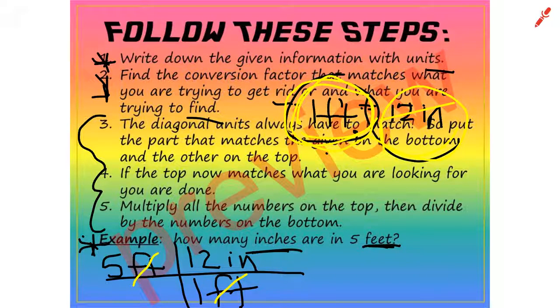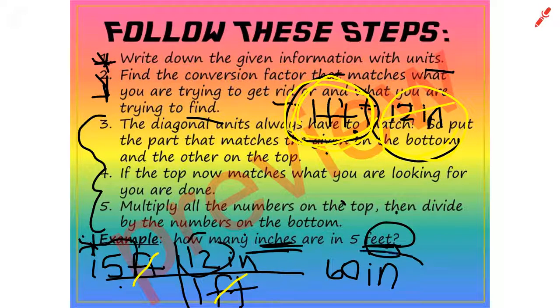So number 4 says, if the top now matches what we're looking for, it says how many inches, so we're looking for inches, and if the top has inches on it, then we're done. Now number 5 says, multiply the numbers on top, divide by the numbers on the bottom. So we have 5 times 12, 5 times 12 is 60, we divide by 1, 60 divided by 1 is 60. And the feet canceled out, so we're left with inches. 60 inches is our answer. You always want to circle your answers. So we're done.